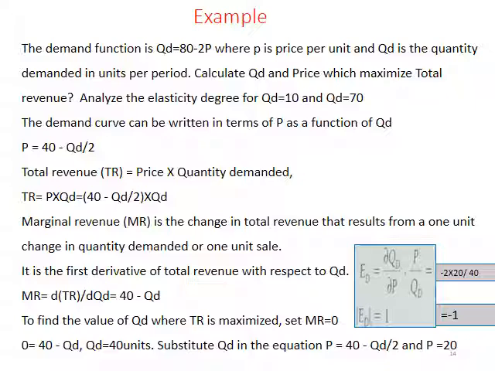So using this formula, we can calculate elasticity of demand. Here, the first derivative of demand with regard to price we can use as -2, because when we differentiate this, we get the derivative of quantity demanded with respect to price equals -2, and P is 20, and QD is 40, so elasticity of demand is -1, or the absolute value of elasticity of demand is equal to 1.